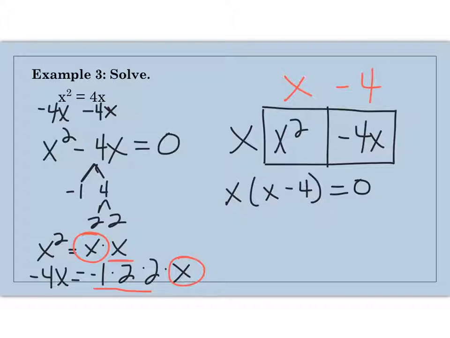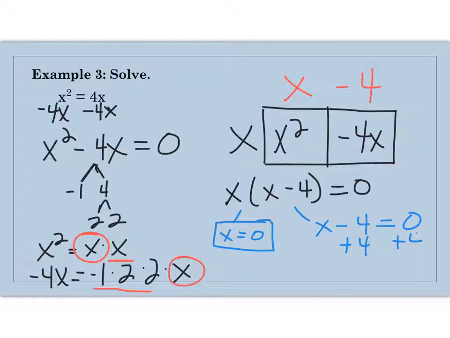So this is the part where we're going to split up. So I'm going to take the first factor and set it equal to 0. And I'm going to take the second factor and set it equal to 0. This one's already solved for. So I know if x equals 0, that'll make the equation true. Over here, though, we have x minus 4 equals 0. We have to add 4 to each side. So either x equals 0 to make this true, or x equals 4.